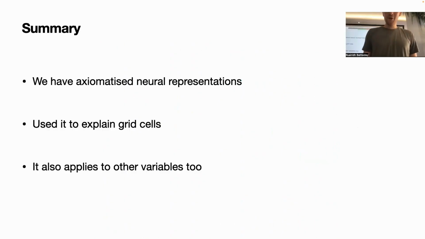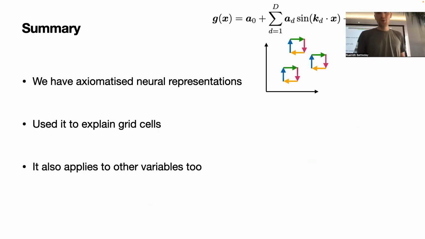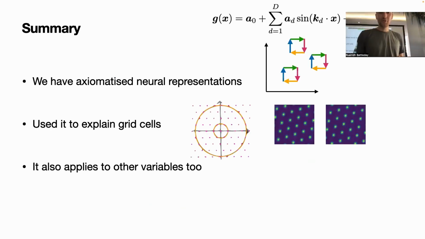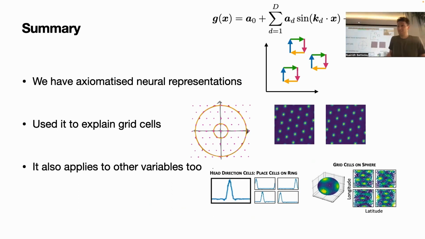Okay, so summary, we sort of axiomatize neural representations by this constraint view of things. We use it to explain grid cells. It also applies to lots of other variables too, anything you can represent with a group.